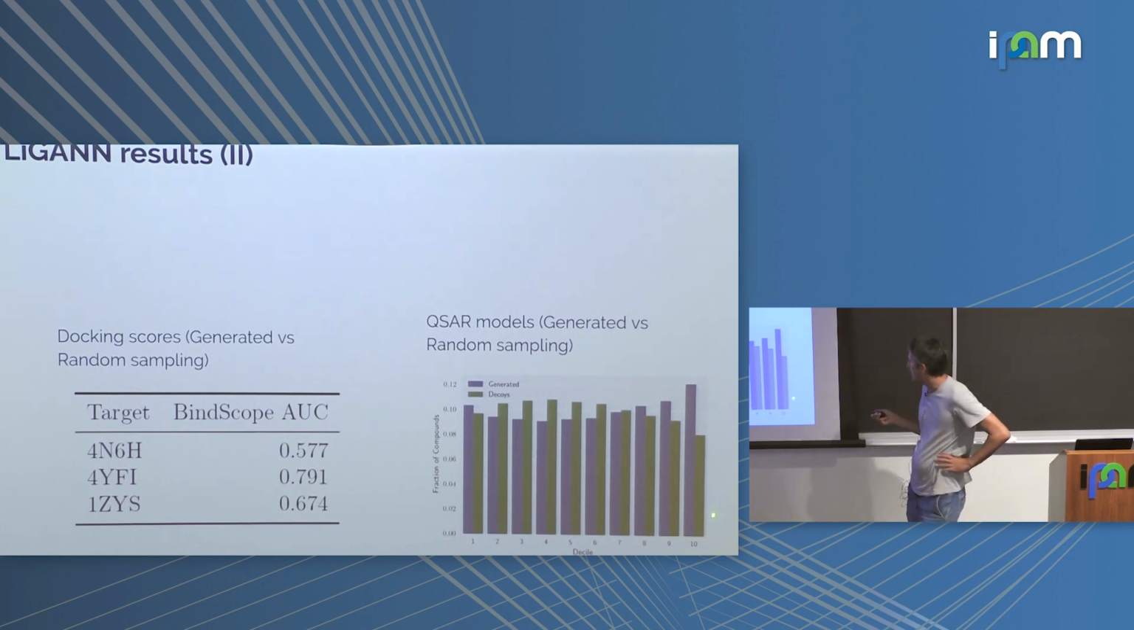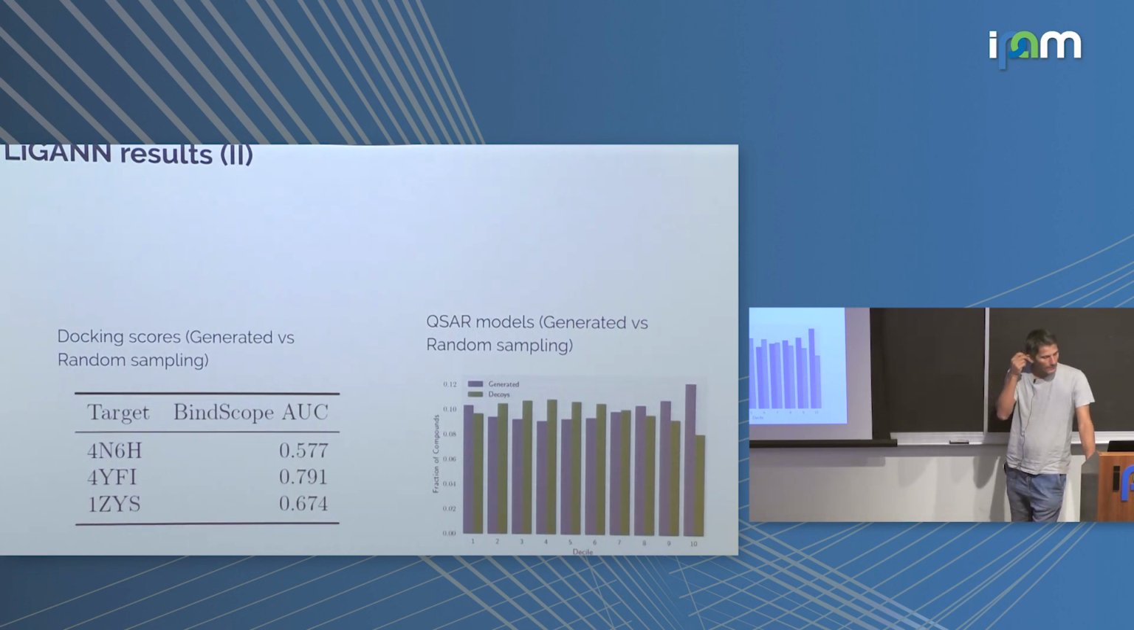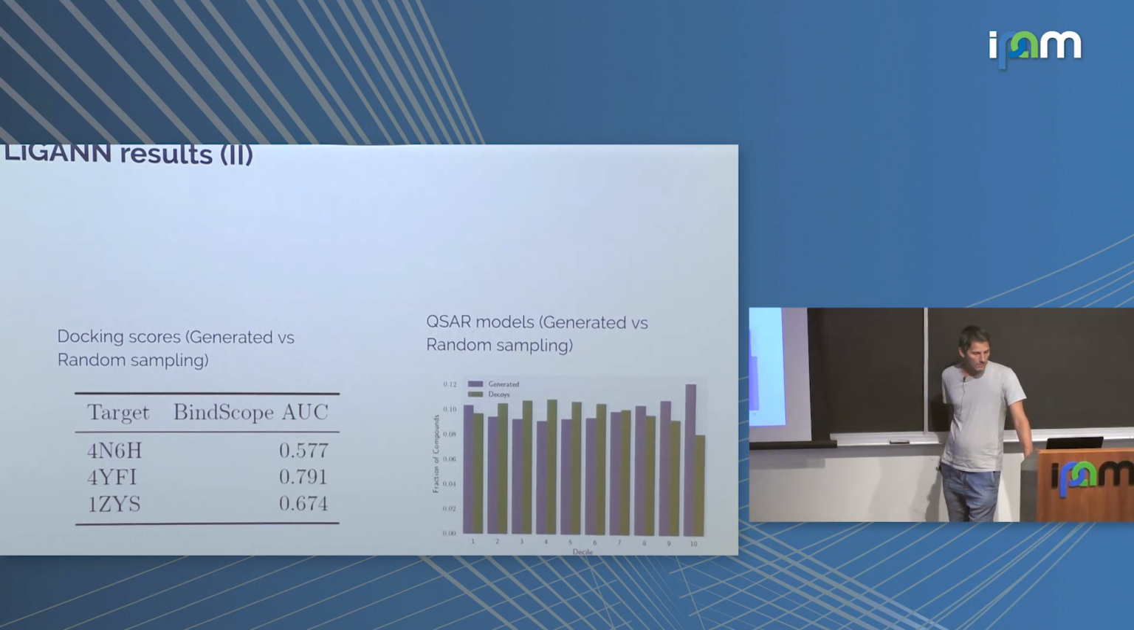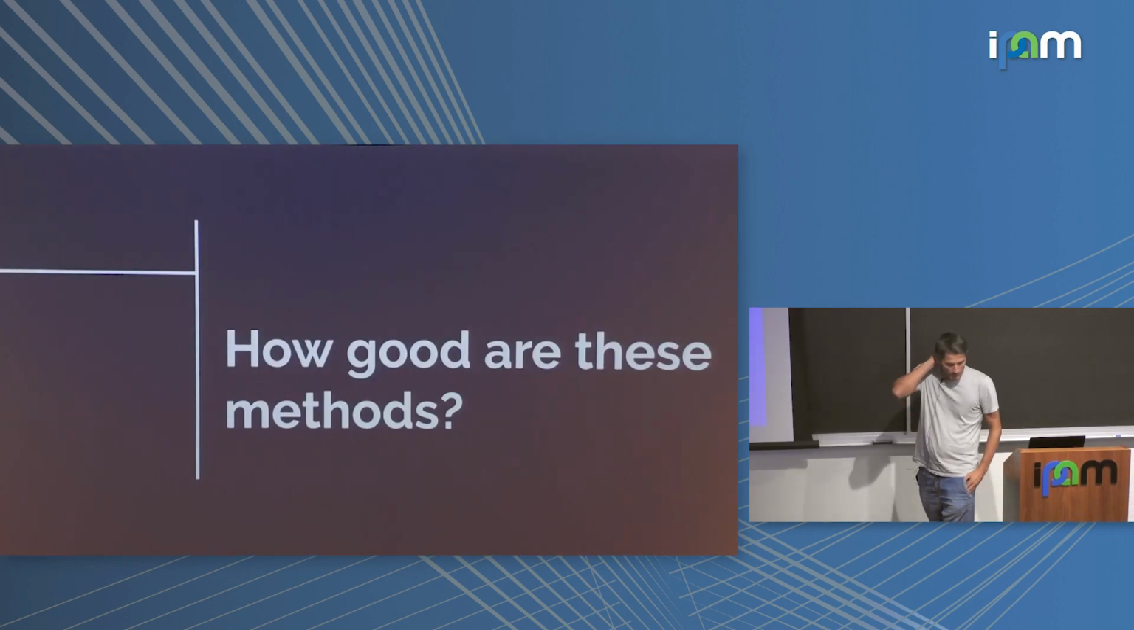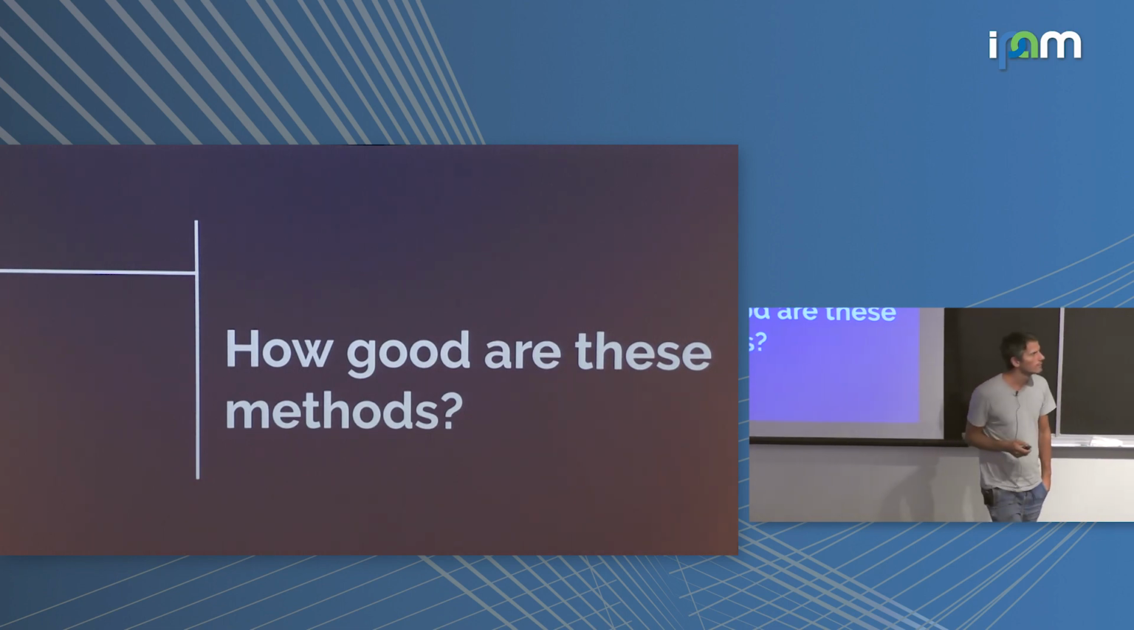I think in the top 10% it was kind of a factor of 2 better than random. If we generate molecules from this and compare with just random molecules, we were 2 times more likely to get the right active molecule than random, which is not a lot. So how good are these methods?